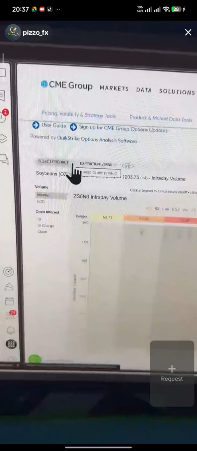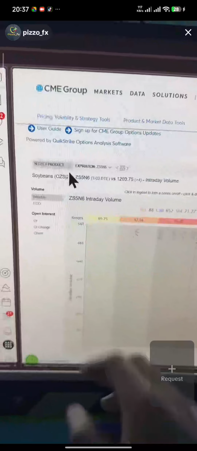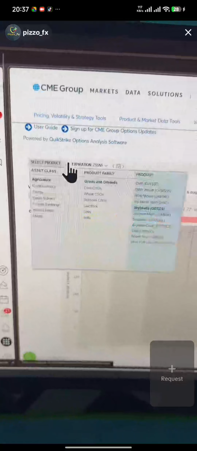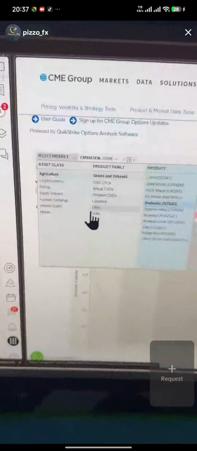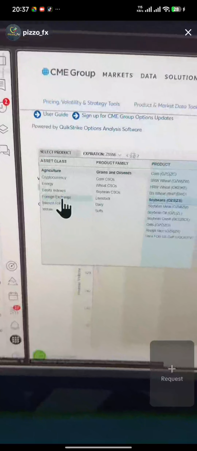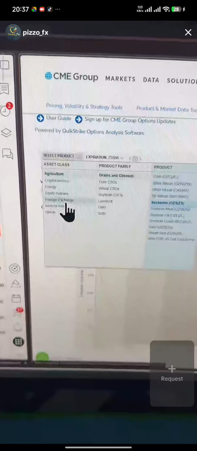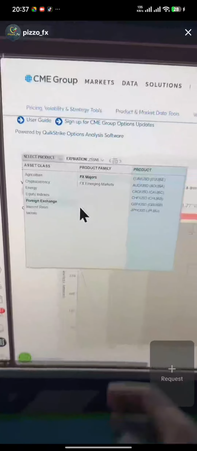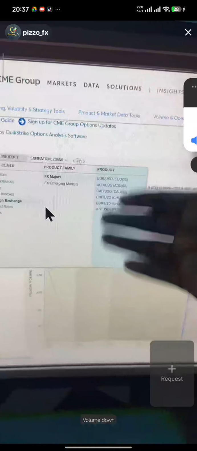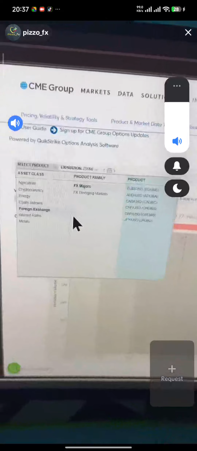So make sure umekuja hapa hivi. Unaona? Kuja hapa hivi kwa select product. You see there? Just click on the select product part there. So unataka ku trade nini? You wanna trade equity indexes, you wanna trade foreign exchange, you wanna trade interest rates, you wanna trade crypto ama energy. Kama ni foreign exchange una click tu hapo, wanakuleteanga tu the major pairs. So utapata minor pairs akina GBP AUD, hizo vitu utapata tu USD pairs.